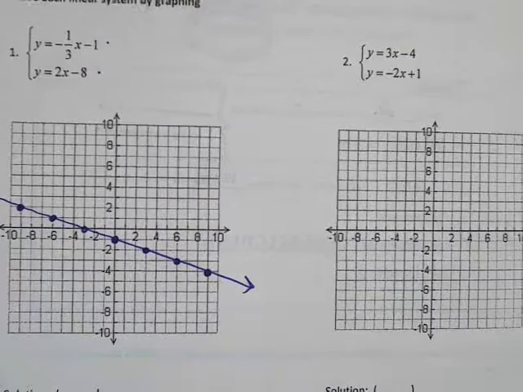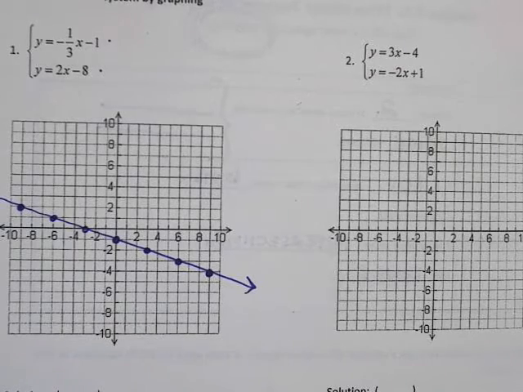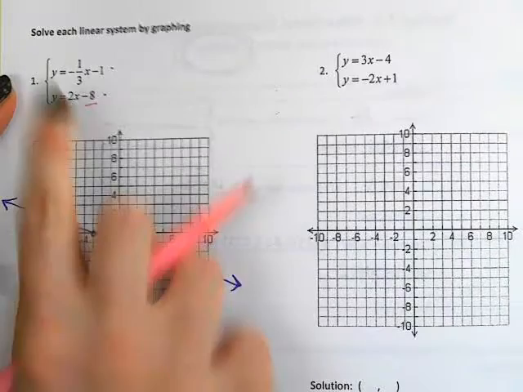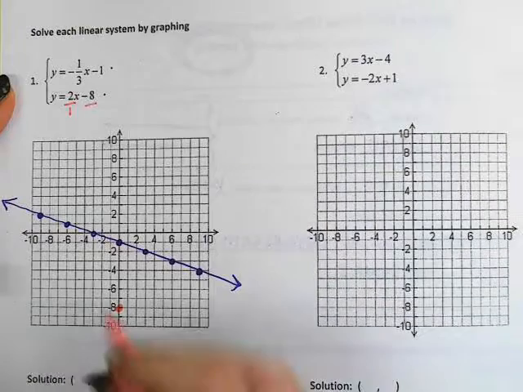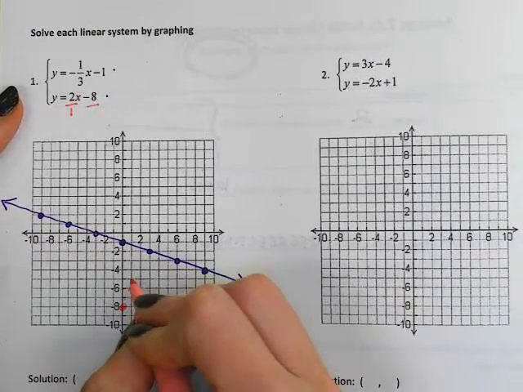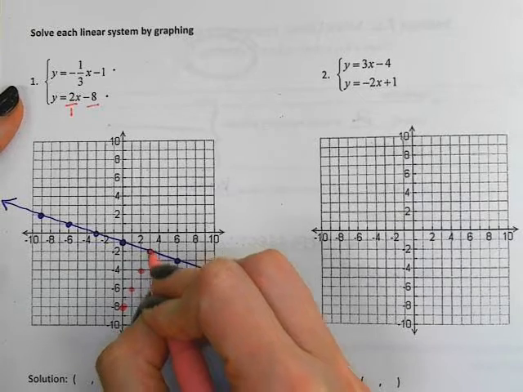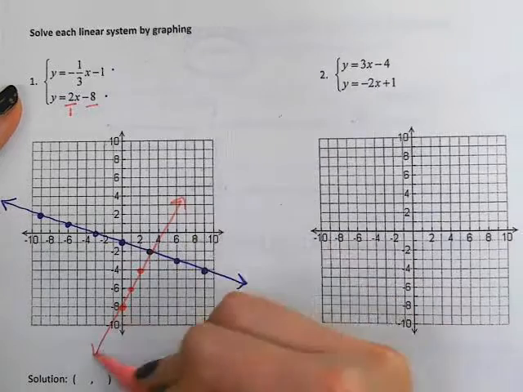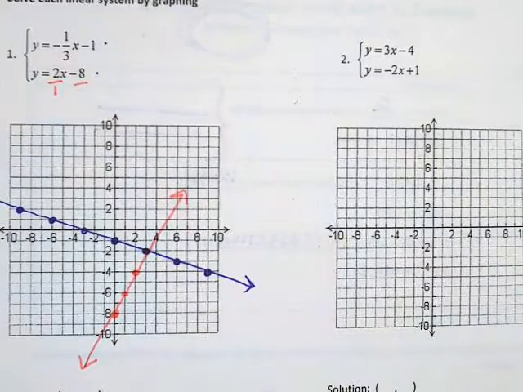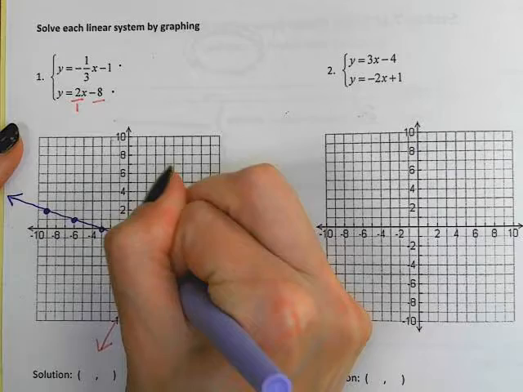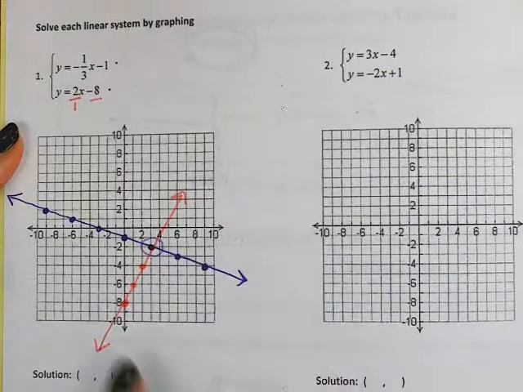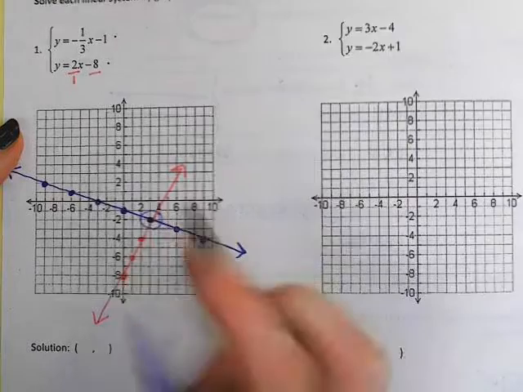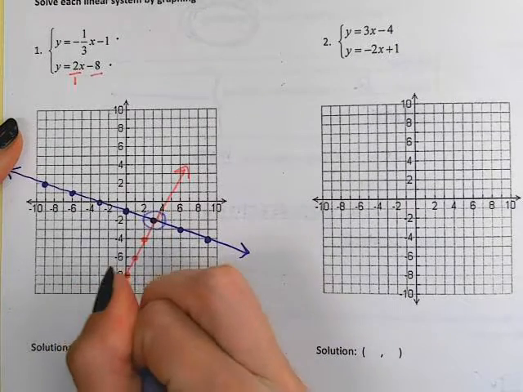So that's line 1. And then line 2, we start at y equals -8, and we go up 1, right 1, up 1, right 1, up 1, right 1, yay, okay. As soon as they cross, you can stop, and that intersection point, that's your solution. And you write it as an ordered pair. So what is that? 3, -2. That's the answer.